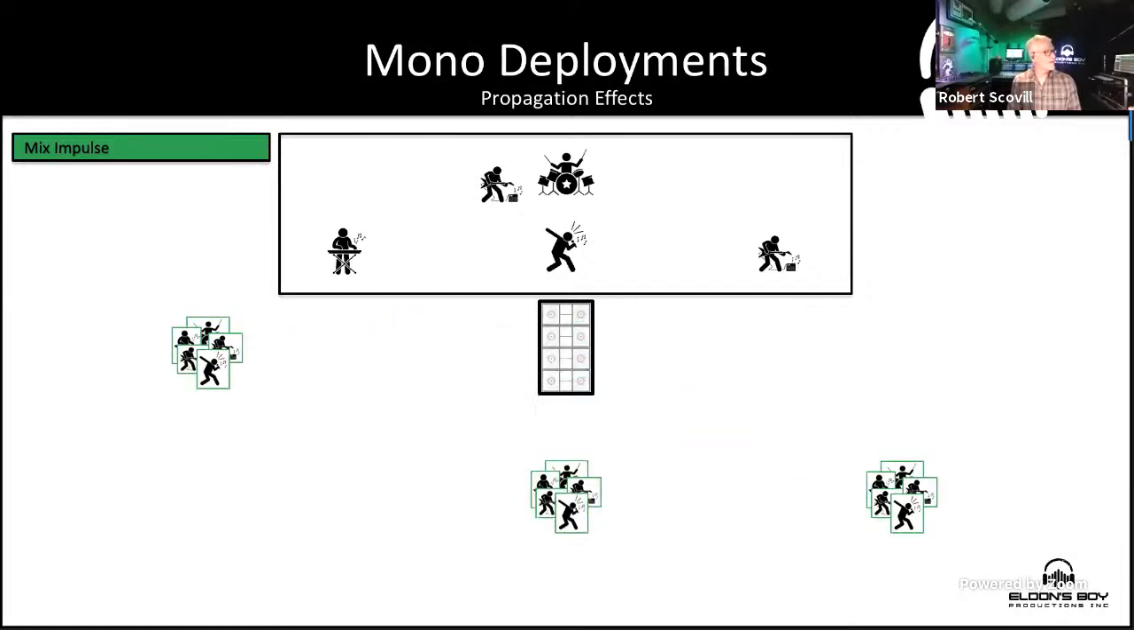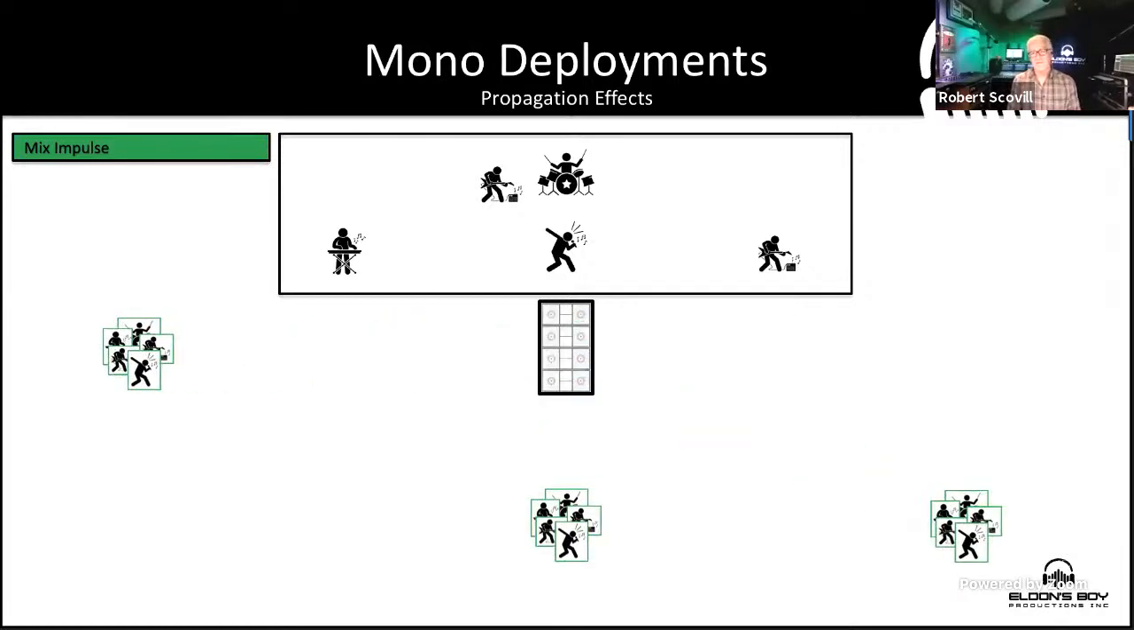Because no matter where we are in the arena or in the listening field, we are only hearing the instrumentation come from one speaker source, right? And all of those instruments are going to arrive to any listening position at the same time, right? So the mix impulse is going to stay glued together really, really well there. That is probably one of the primary advantages to mono for sure. All right, so let's move on to our next one here.